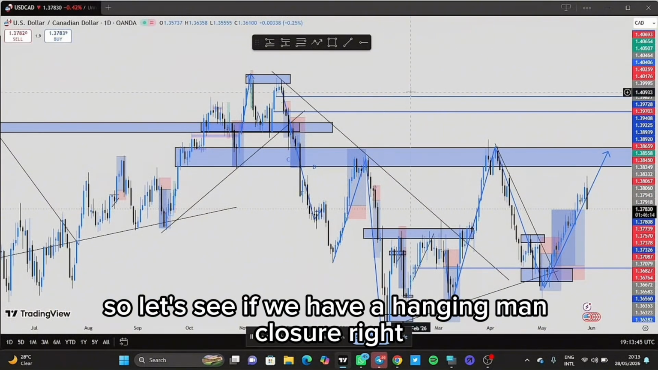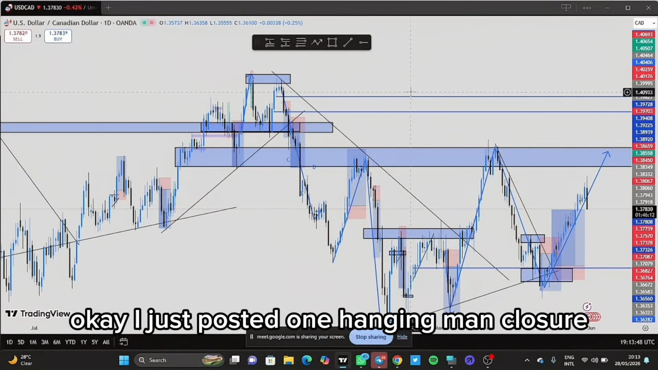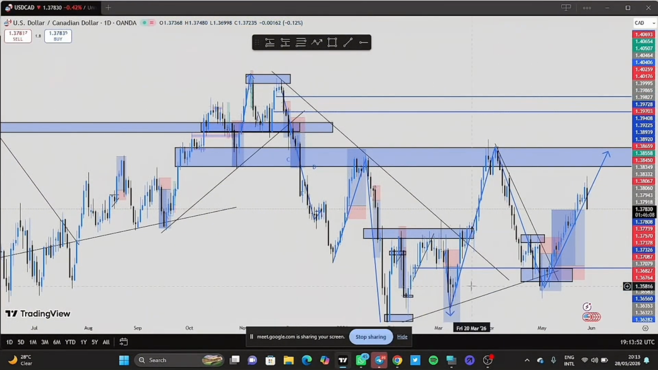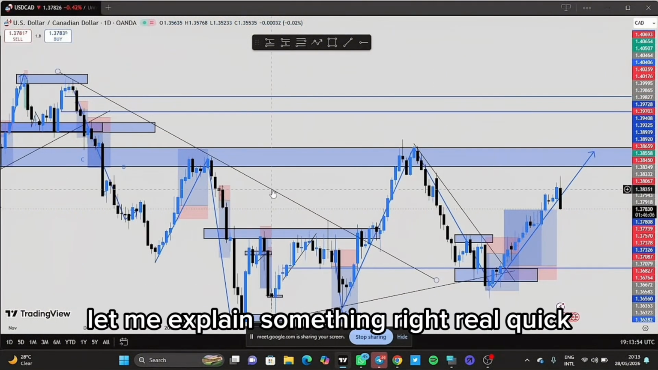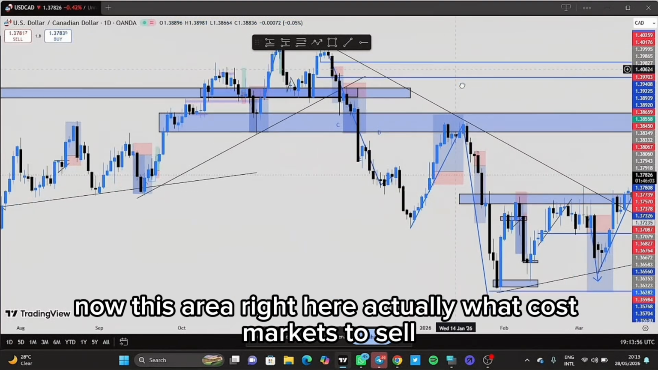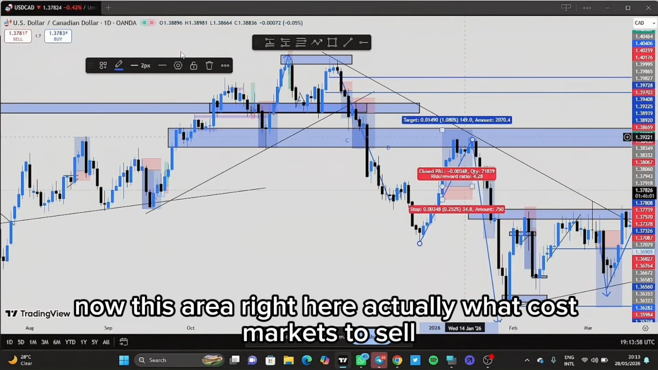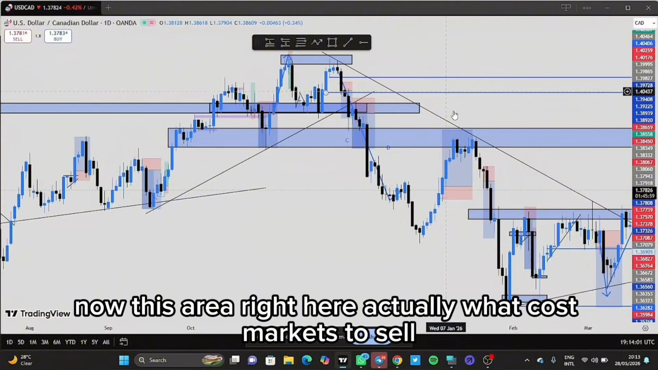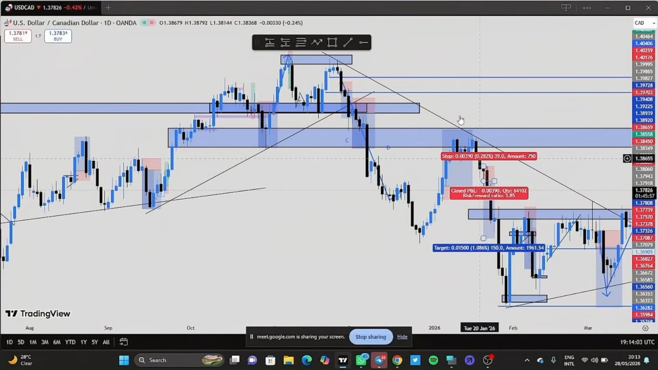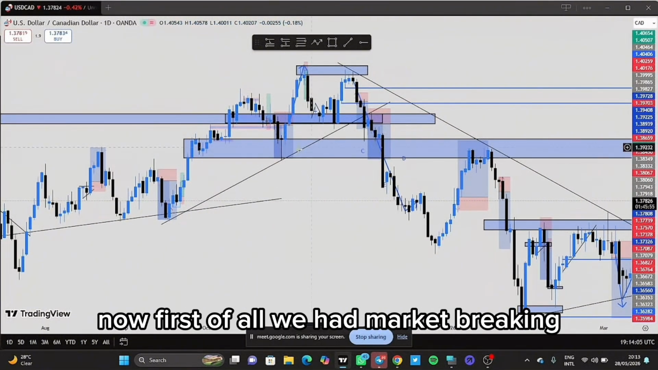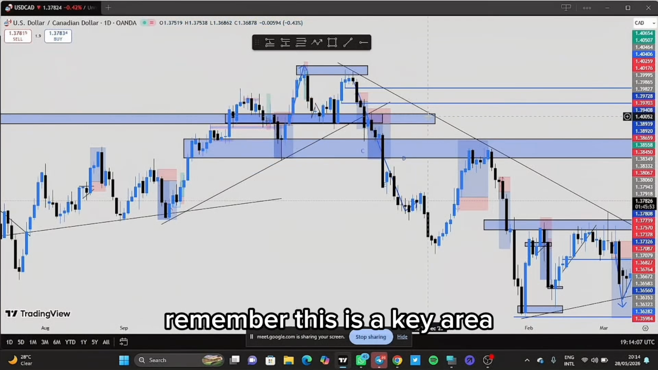So let's see if we had a hanging man closure. Okay, I just spotted one hanging man closure. Now let me explain something real quick. This area right here is actually what caused markets to sell. First of all, we had the market breaking. Remember, this is a key area.